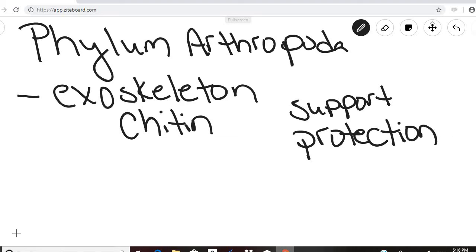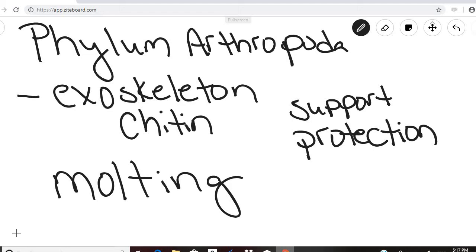We also talked about the fact that because the exoskeleton does not grow with the organism, unlike our skin and muscle, which grow as our skeleton grows, the exoskeleton needs to be shed, and that process of shedding the skin is called molting.